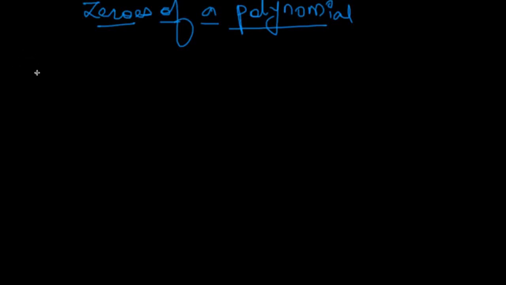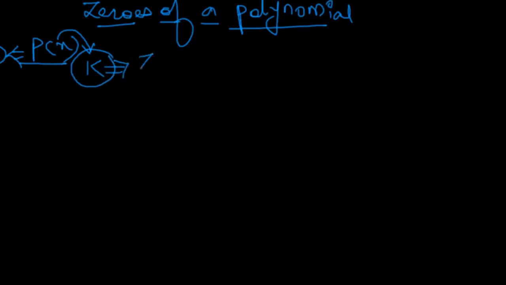If we have a polynomial p of x, and we replace x by a certain value k, and if the value of p of x becomes 0, then k is called the zero of the polynomial. I repeat, whenever you have a polynomial, instead of x you put a value k, and if the value of the polynomial becomes 0, then that value k is called your zero. We'll take an example so that you can understand what I'm trying to say.